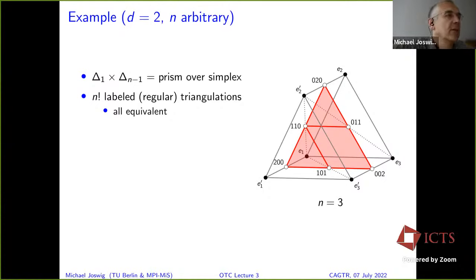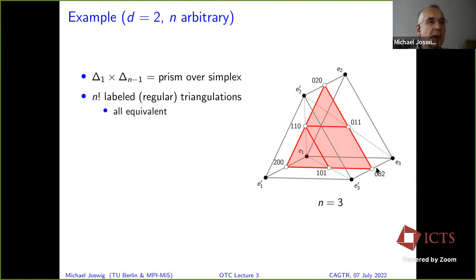So what is the ordinary polytope? The ordinary polytope, which is a product of simplices, is just a prism over an (n-1)-dimensional simplex. So what are the ways to triangulate that guy without new vertices? Well, they correspond to the n factorial labelings of the n vertices of an (n-1)-simplex. Let me sketch that for you. For this, I'm using this picture.